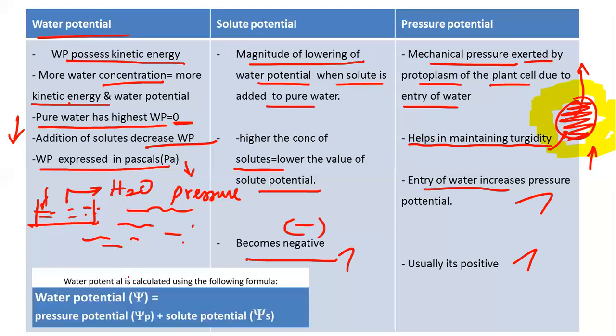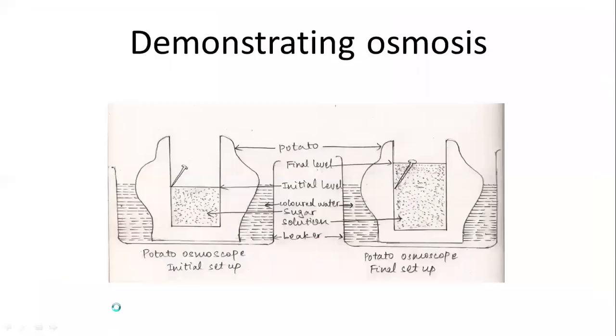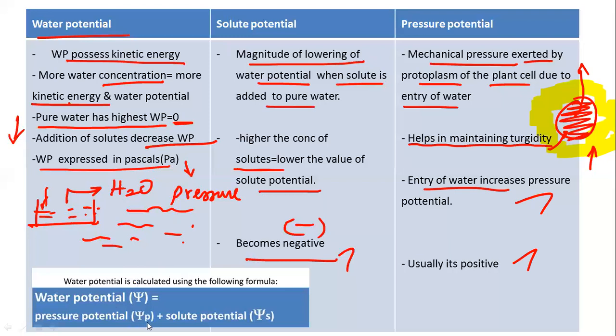Okay, so what is the relation between water potential, solute potential, and pressure potential? To find the water potential of water or a solution, it is required to find the pressure potential as well as the solute potential. Okay, so let's make it very simple.